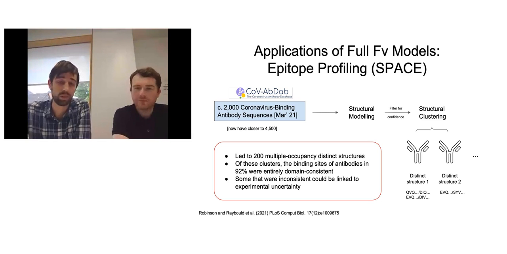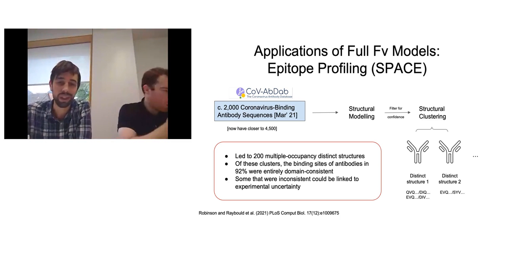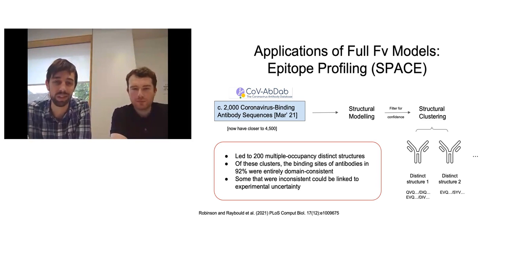And it's a very simple concept. You just take your antibody sequence data, and here we use the sort of artificial sorting approach by taking the database. So we know all of these antibodies bind to coronavirus antigens. At the time, we had around 2,000 data points. We have closer to 4,500 of these now.